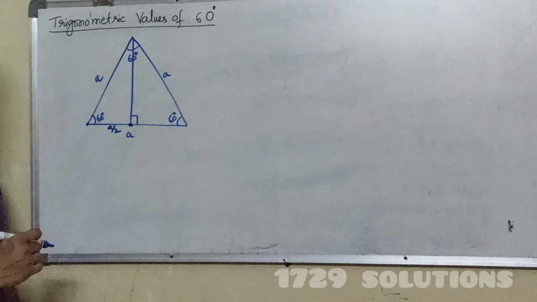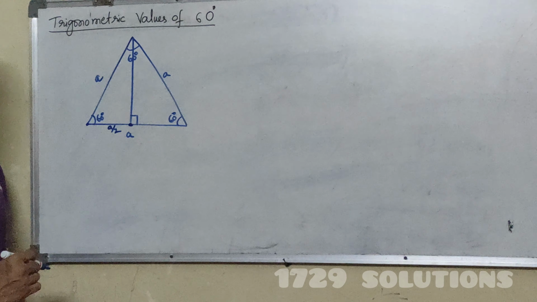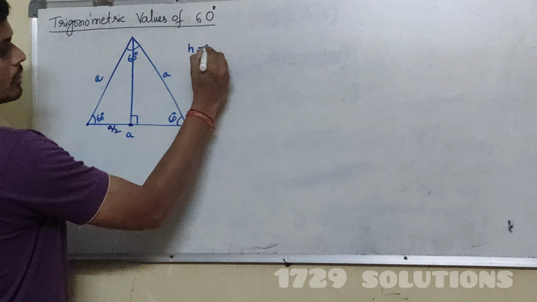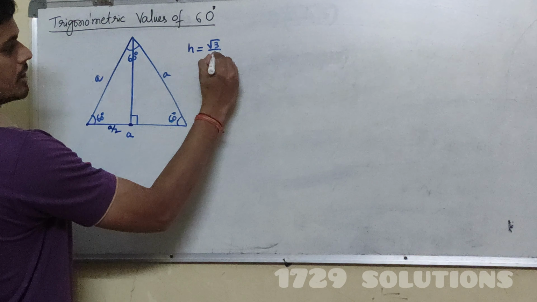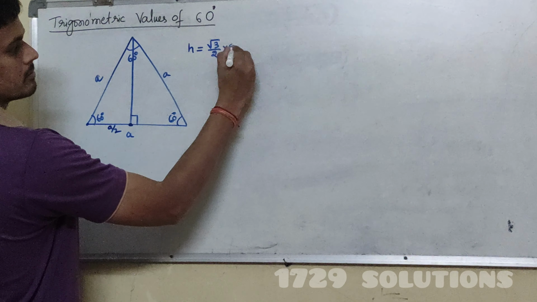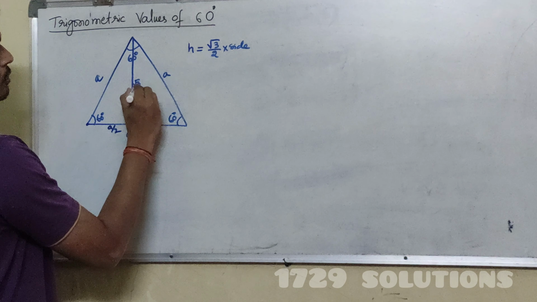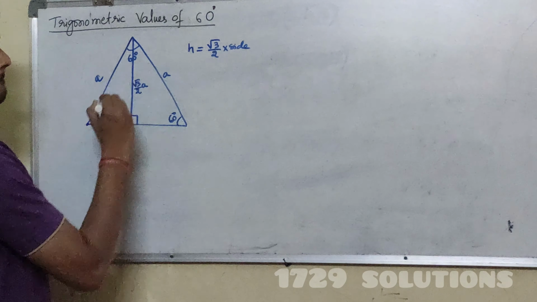And we know very well about the height of an equilateral triangle formula. The formula of height of an equilateral triangle is root 3 by 2 into side. So this is the formula you need to remember. So the value of height is root 3 by 2 A.